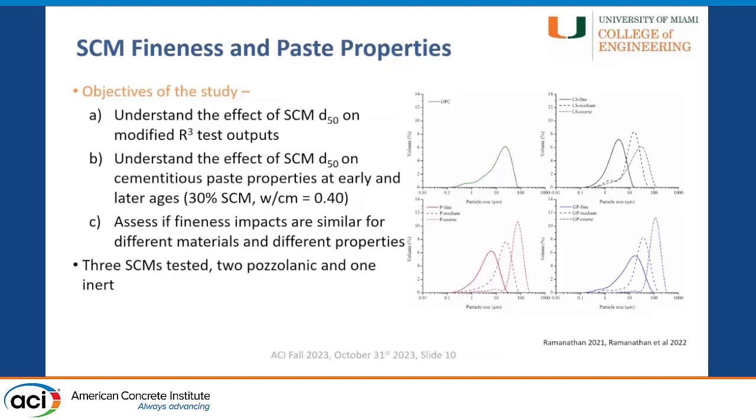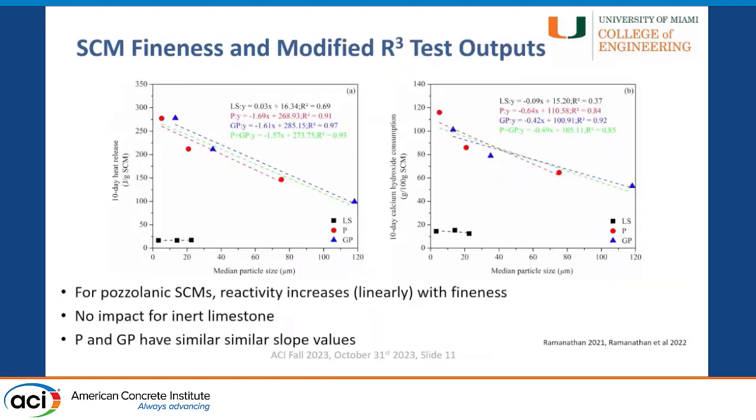So as you can see here, I have two supplementary cementitious materials and an inert filler. So limestone is the inert filler, and then I have a pumice, which is a natural pozzolan, an alternative source, and I have a glass powder that has been ground to 3 different finenesses. Okay. For cementitious paste testing, we ended up replacing 30% of the cement by mass with supplementary cementitious materials at a water-to-cementitious materials ratio of 0.40. And we also wanted to see if fineness impact is similar for different materials and different properties.